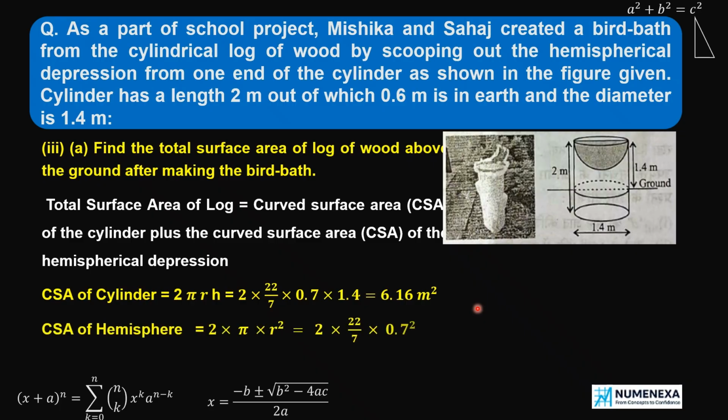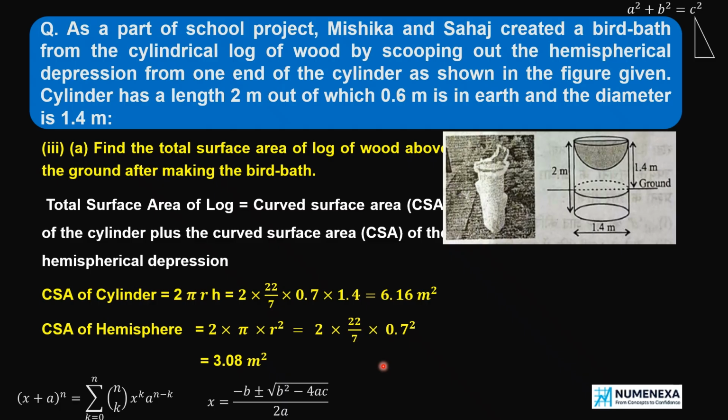Next is to find the curved surface area of the hemisphere, and the formula is 2 pi r square. Substituting the values 2 into 22 by 7 into 0.7 square and calculating, we get the curved surface area of the hemisphere as 3.08 meter square.